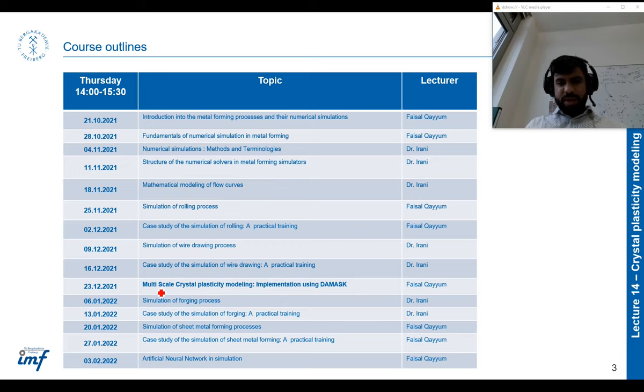I will use pen. So yeah, here we are today. Multi-scale crystal plasticity modeling and implementation using Damask. I've written here that it is lecture 14 because I believe 13 will be the one I will deliver in person. Because of the Christmas holidays, we were not able to make it here, but we are making it here. And then only one topic, artificial neural networks and simulation, will remain, and we will see how we proceed with that.